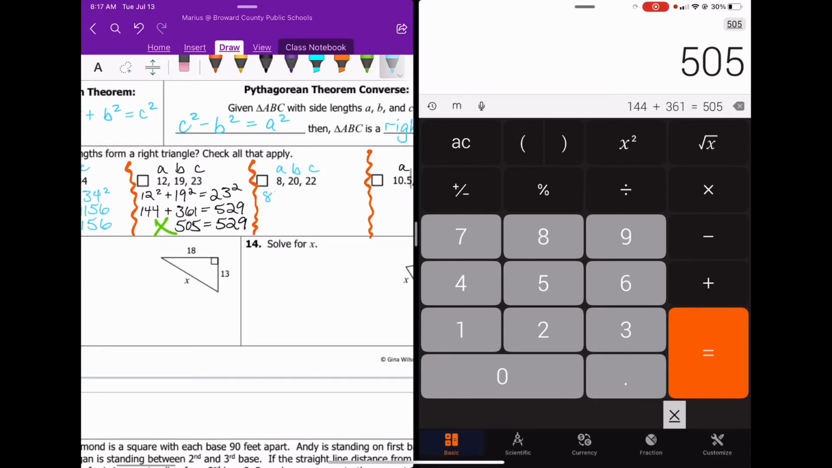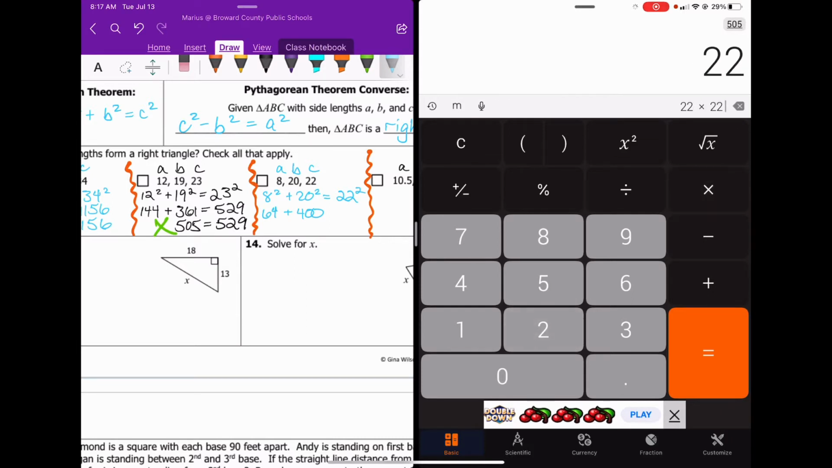We have 8 squared plus 20 squared, which is supposed to equal 22 squared. 8 squared is 64. 20 squared is 400. And 22 squared is 484. If we do 64 plus 400, that's 464. But 464 is not equal to 484. So that group of numbers does not form a right triangle.